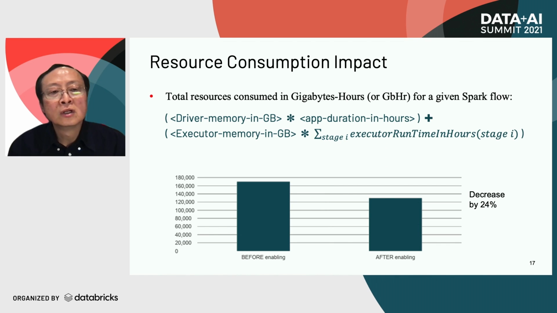We also look at the total resource consumption in gigabyte hours. Here, the gigabytes are the memory consumed. As for the hours, it is the CPU duration in hours. And the gigabyte hours are a measure of the combined CPU and memory resource consumption.